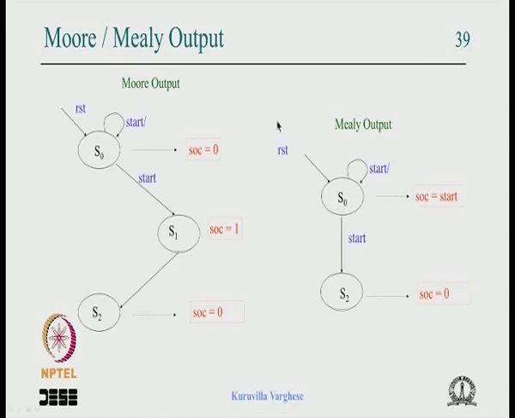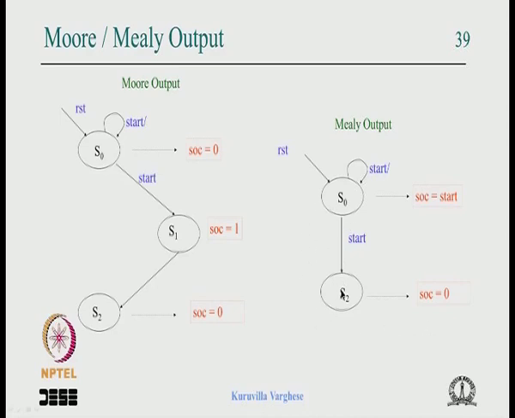When you write the table, we say S0, which is nothing but 0 0, and we have an input column where start is 0, then SOC is 0. When in 0 0 start is 1, SOC is 1. So in the equation of SOC you have Q1 bar, Q0 bar and start. That is the equation of SOC, and now we do not need S1. As start comes in the same state, SOC goes high and it transits to the next state, and SOC is made 0. That is how the Mealy output is generated.